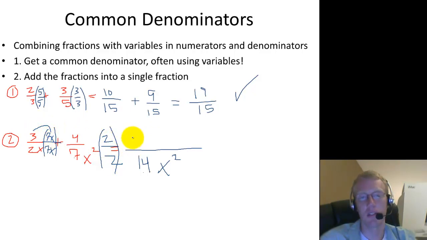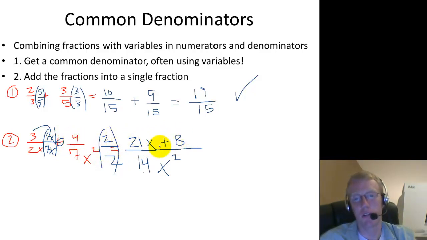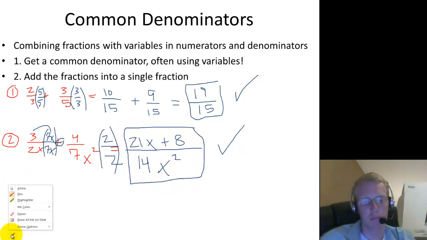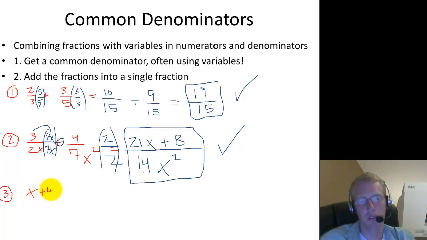3 times 7 is 21x, plus 4 times 2 is 8. And we're done. There's nothing that can be reduced. 21x plus 8 divided by 14x squared. That's my final answer. So a lot of times they're actually not that bad. But sometimes they can be a little more robust. So here's an example of a little more complicated one. We might have (x plus 4)/(x minus 3) minus 2x/(x plus 1), something like that.